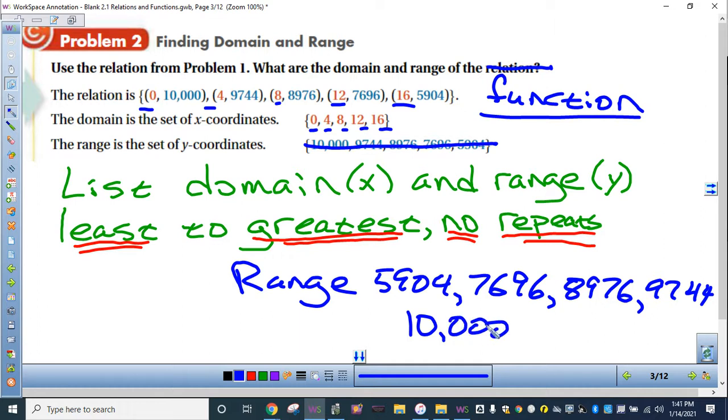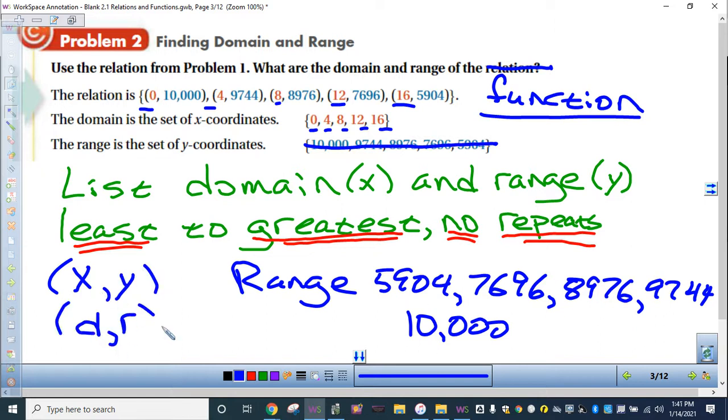Right? So remember, you guys, domain is x, range is y. This is how to remember which is which. X and y are always in alphabetical order. Domain and range are also in alphabetical order. So then I don't even have to think about it. Domain's x, range is y. So, least to greatest, no repeats.